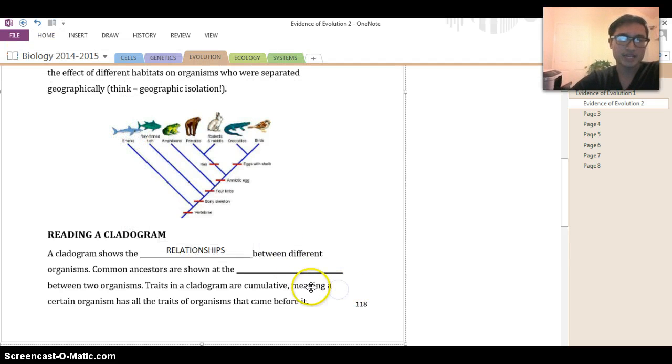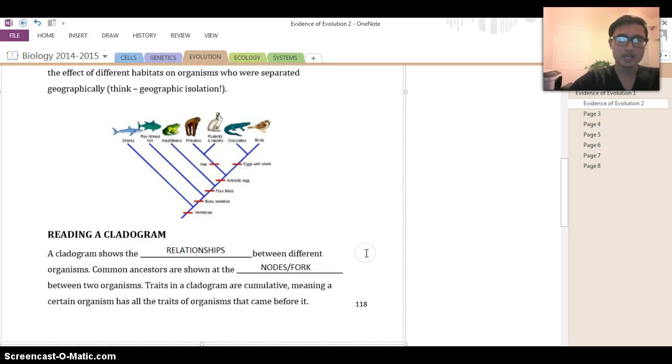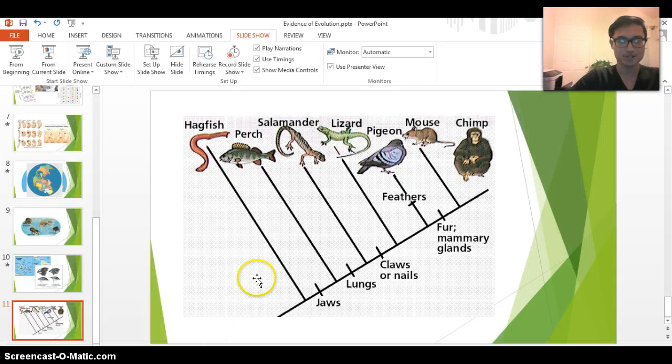Okay. So common ancestors are shown, and these are going to be at the nodes or the fork. It's kind of like a fork in a road. These are going to be the nodes between two organisms. Nodes, spelled N-O-D-E-S. Okay. Traits in a cladogram are cumulative, meaning they build on top of one another. That means a certain organism has all the traits of the organisms that came before it. So we have here an example of a cladogram, right? Unfortunately, graphically, it's not that high in resolution, so let's switch back to our slideshow.